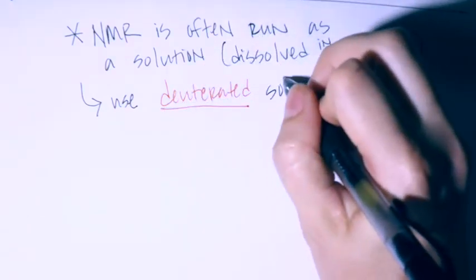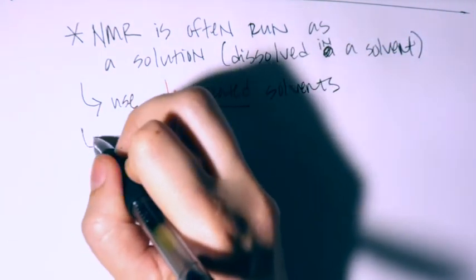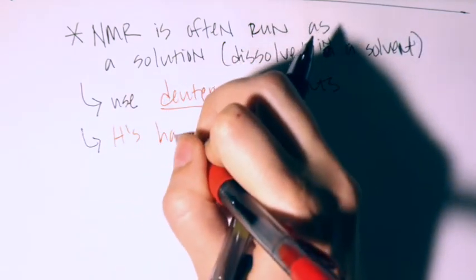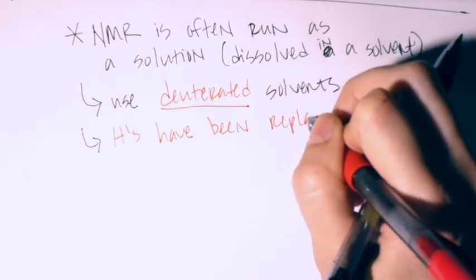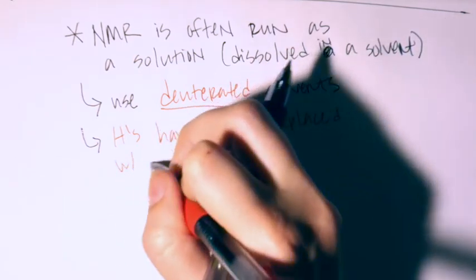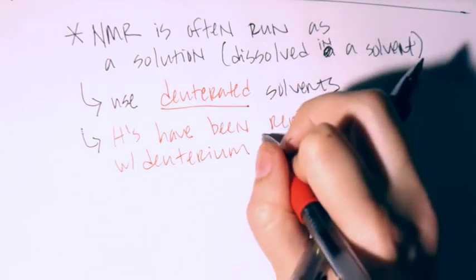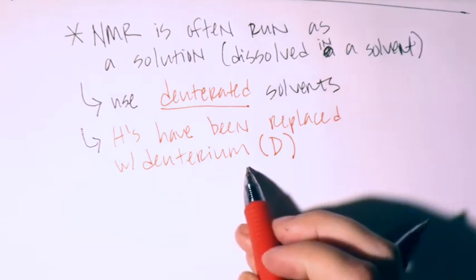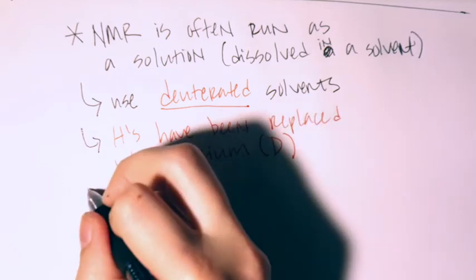Deuterated solvents. And so what that means, a deuterated solvent is a solvent where the H's have been replaced with deuterium. And so the symbol for deuterium is capital D, and that's not an element on its own. You won't find D on the periodic table. That's an isotope of hydrogen.